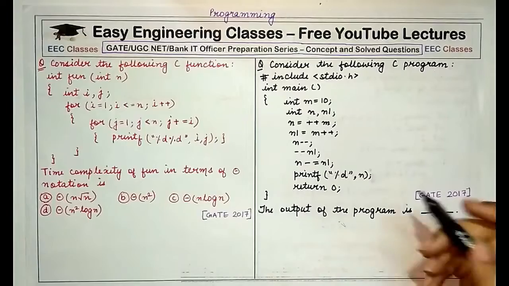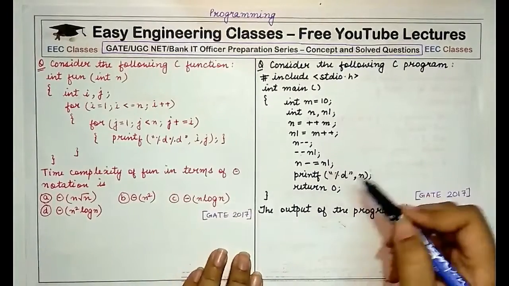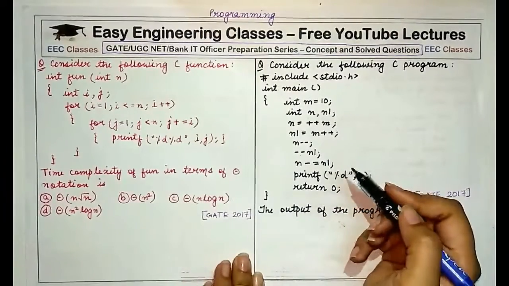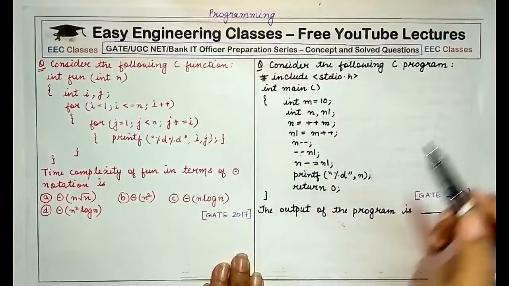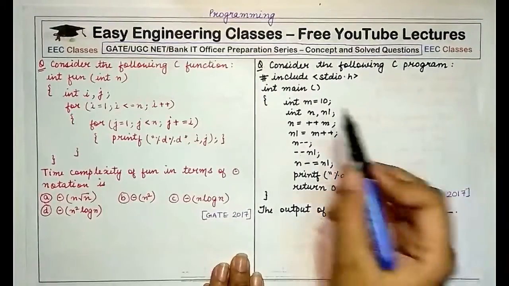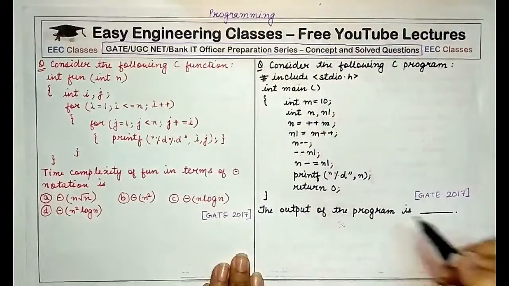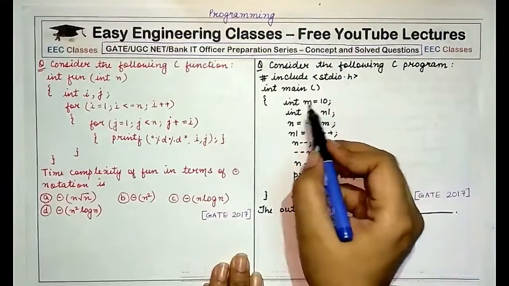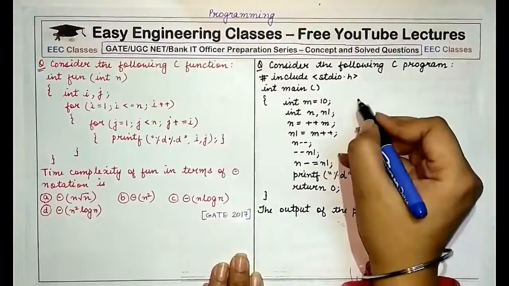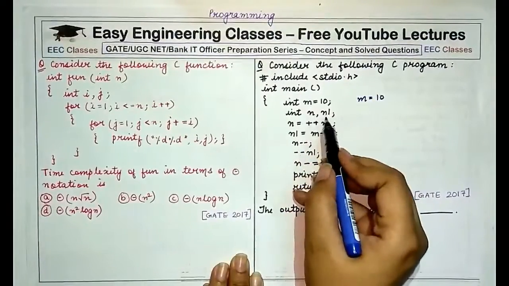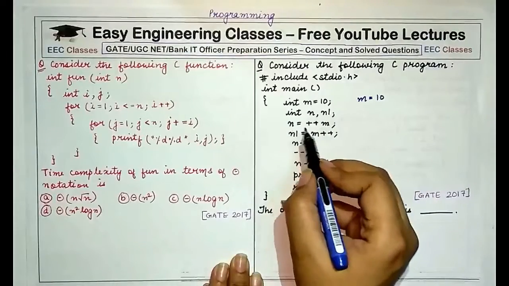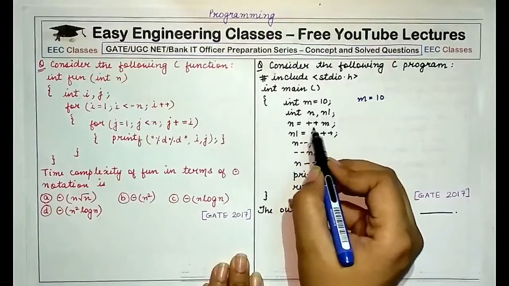We'll be solving the second question first today because it is a little easier than the previous one. So let's get started with this and finish this, and then we'll continue with the first one. In this question, you have to tell the output of the program. There is a variable m whose value is initially 10. Then there are two declarations, n and n1. n is assigned the value of ++m.